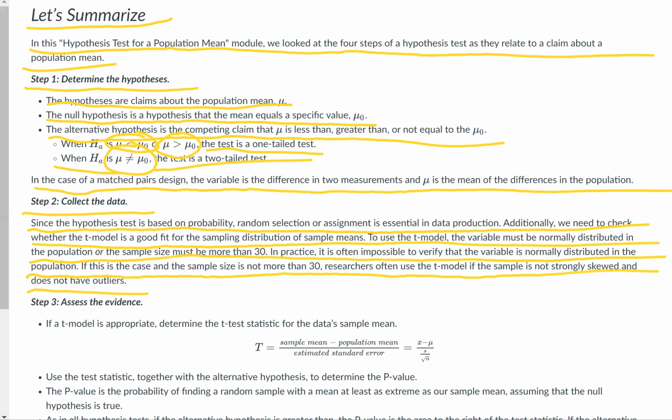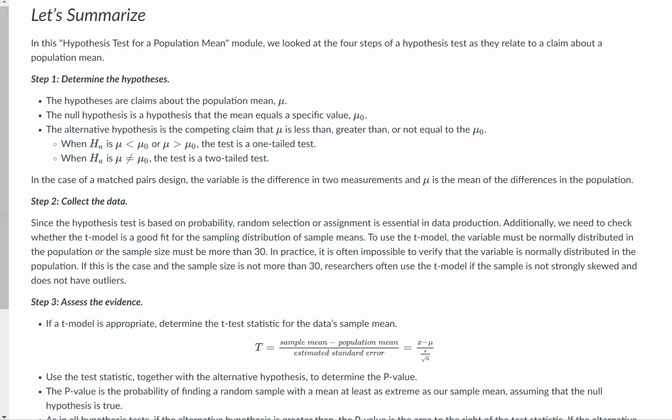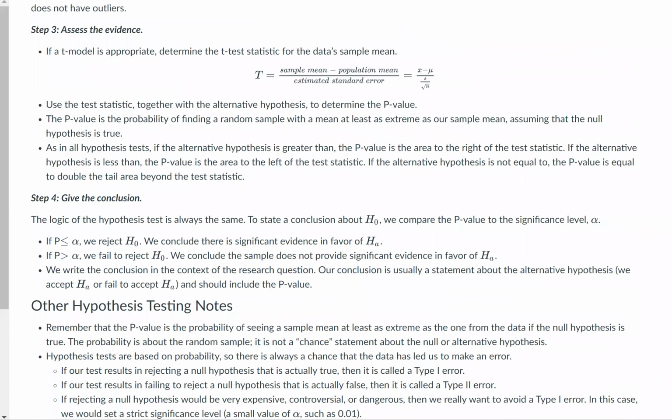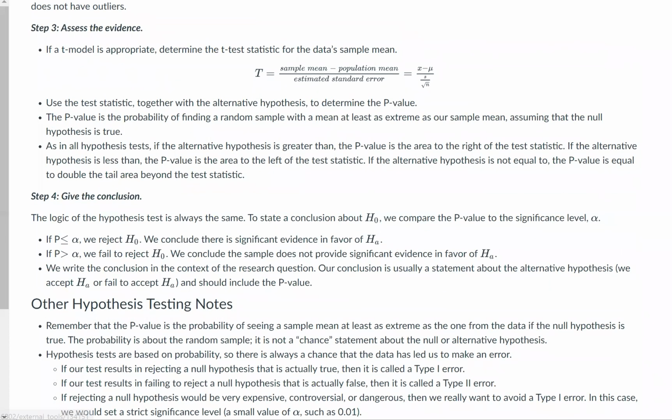Okay, then our third step is to assess the evidence. If a t-model is appropriate, determine the t-statistic for the data sample mean. Here's the formula. If you haven't written it down, that's a good idea. It's the sample mean minus the population mean in the numerator, divided by the estimated standard error, which is s, the standard deviation of the sample, over the square root of n, the square root of the sample size.